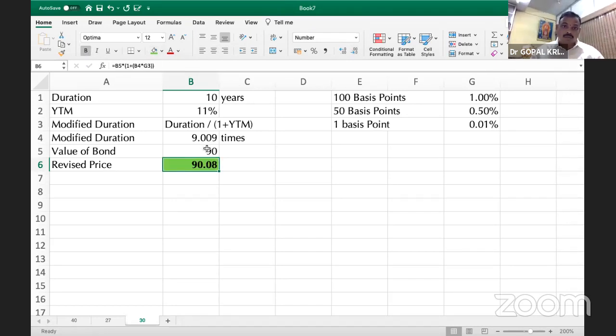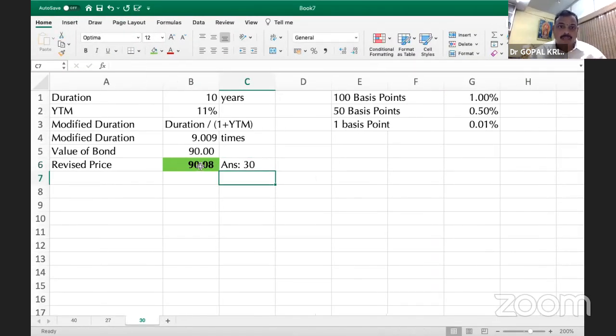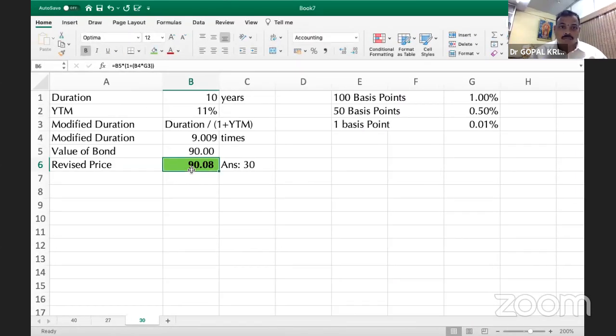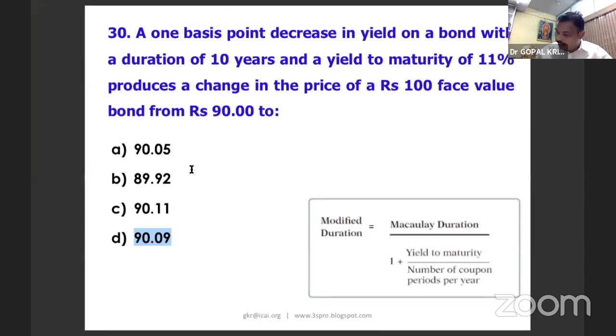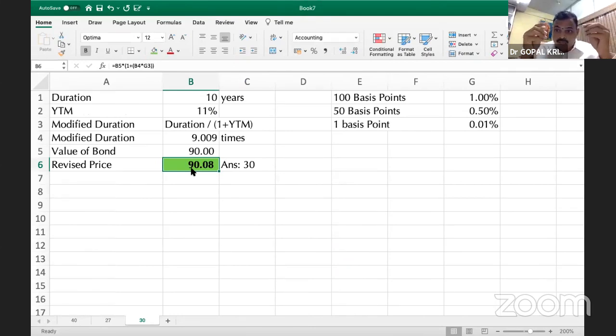So this is your original price, and this is your revised price. So this is your answer for 30: 90.09. Okay. So the answer for question number 30 is B. Please remember, from modified duration, I don't do all this. This will be a 1 mark question. Please remember, this is a definite 1 mark question.